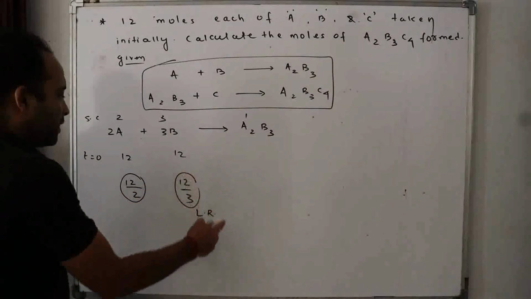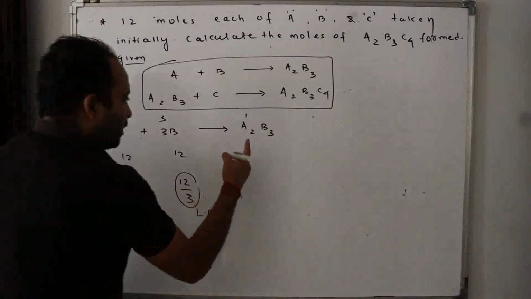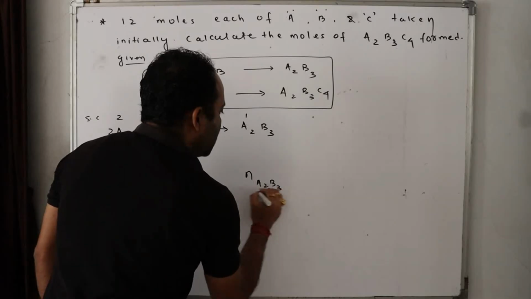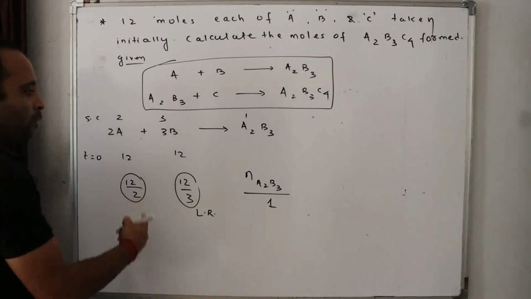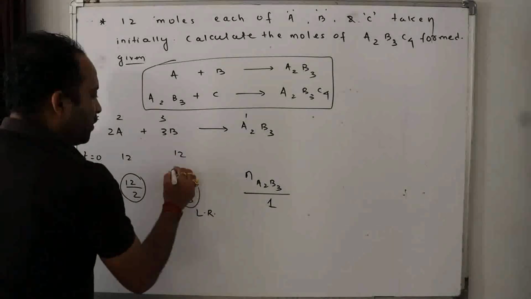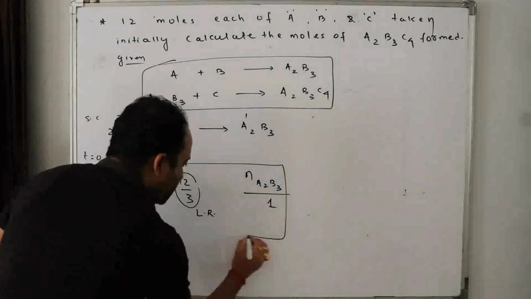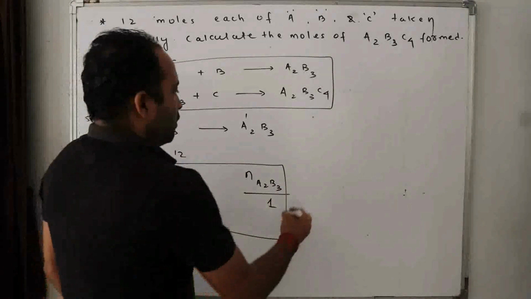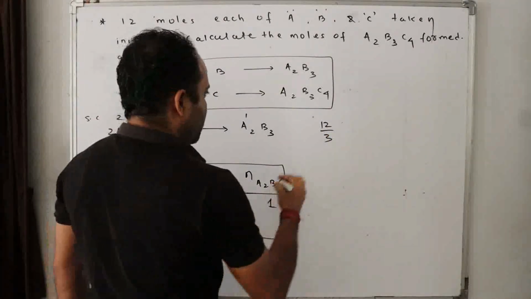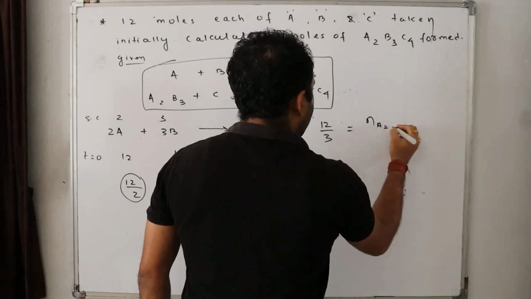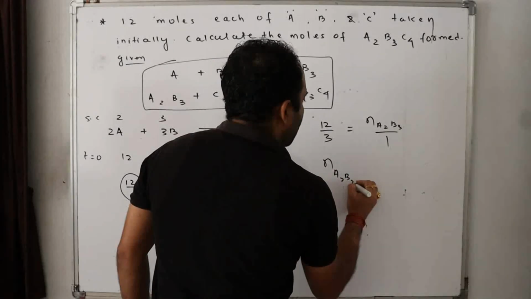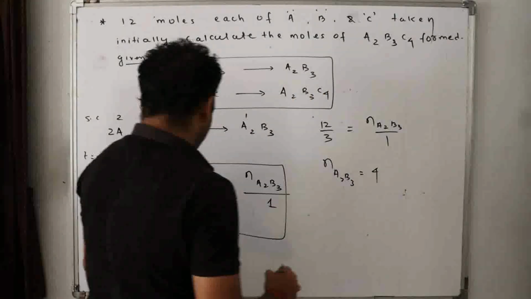And once it is the limiting reagent, if I go for the mole-mole analysis, what will happen here? Number of moles of A2B3 by stoichiometric coefficient 1. This is all about mole-mole analysis. And I have told you already, for finding the values, you have to include the limiting reagent concept with the mole-mole analysis. Now, what will be the value of number of moles of A2B3? So 12 by 3 will be equal to number of moles of A2B3 by 1. That means number of moles of A2B3 is equal to 4.